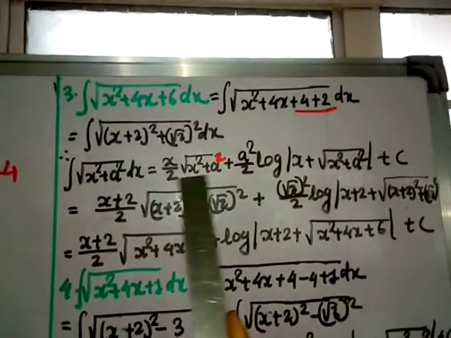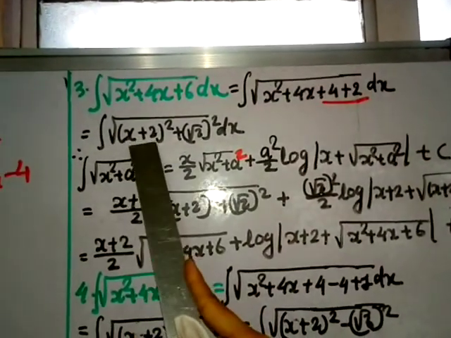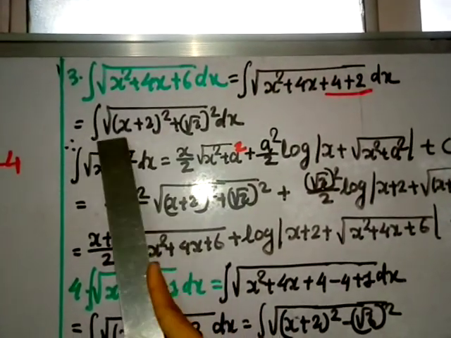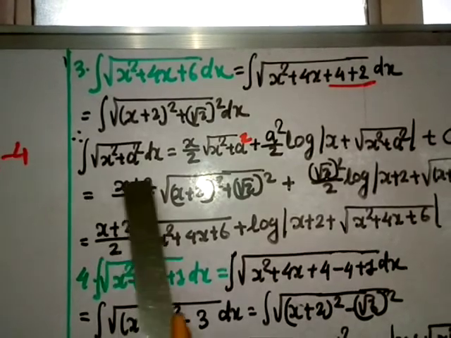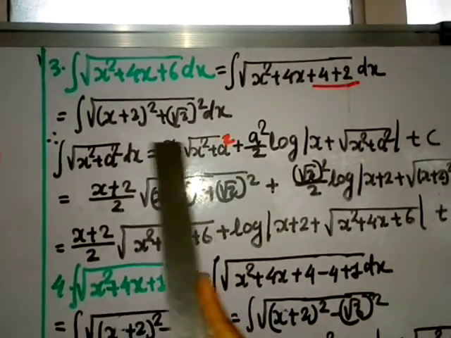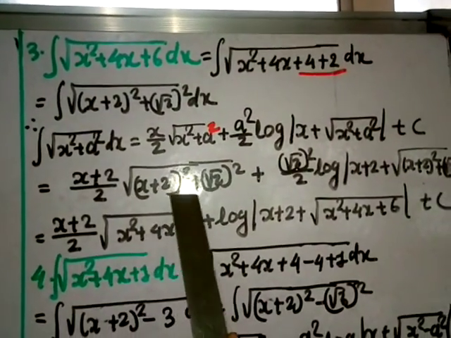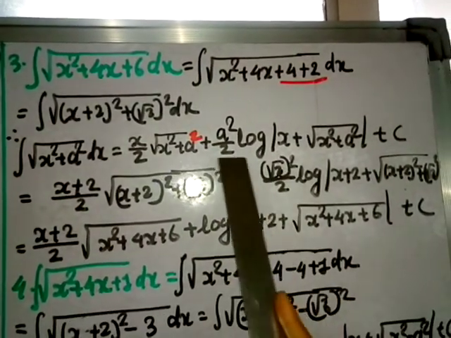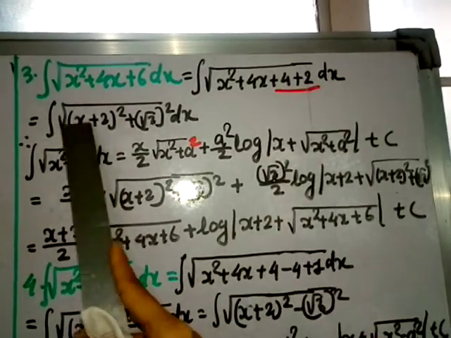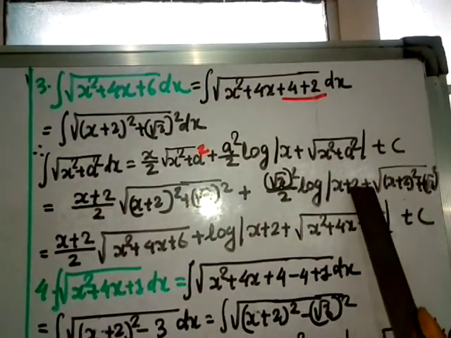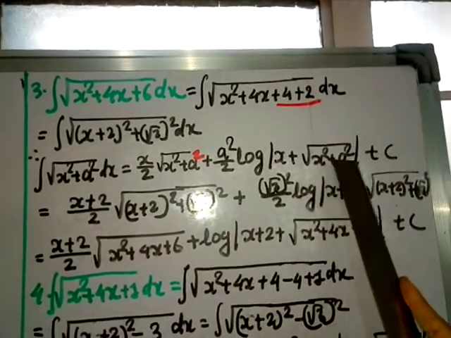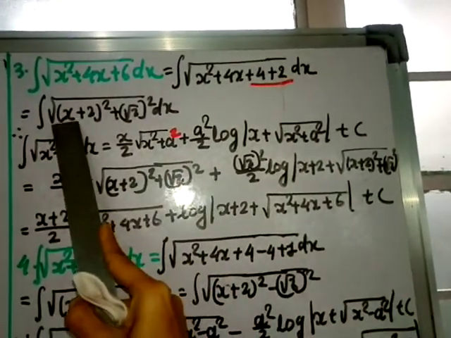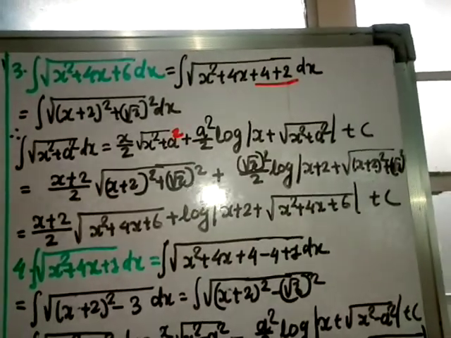Okay, so I use here, instead of x you have got x plus 2 and instead of a you have got root 2. So first is x by 2, so x plus 2 by 2, times square root of x square plus a square, so x plus 2 whole square plus root 2 square. A is root 2. So root 2 square by 2 log x, instead of x, x plus 2. So x plus 2 plus square root of x plus 2 whole square plus root 2 square, plus c.